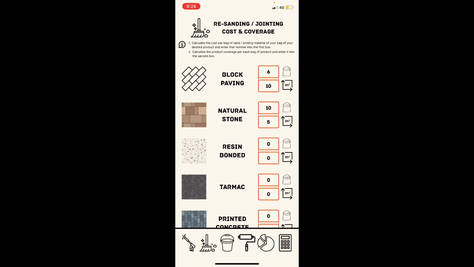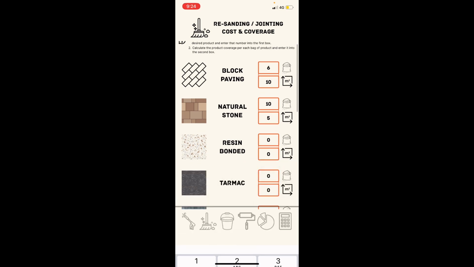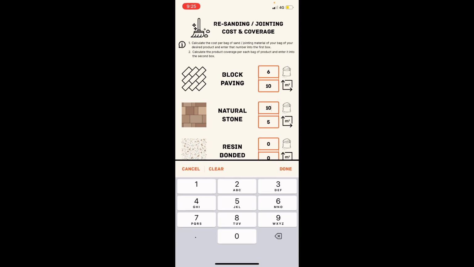But what we're doing here is we're working out what is the price of a bag of sand, and then how far will that sand go. So it will go 10 meters squared. Now, when it comes to the other materials, this is really handy. So if we have natural stone, as we know, on some natural stone, people use a jointing compound that goes in between the gaps in the slabs. Now, sometimes you might only need to touch up a patio after you've cleaned it, but sometimes you might want to repoint the whole patio.